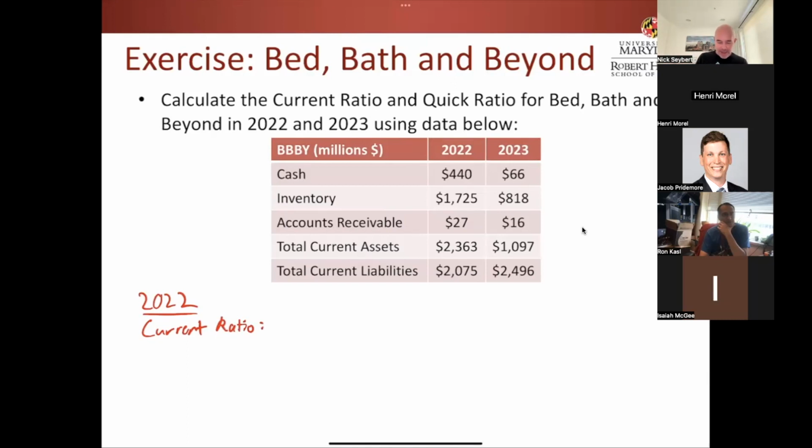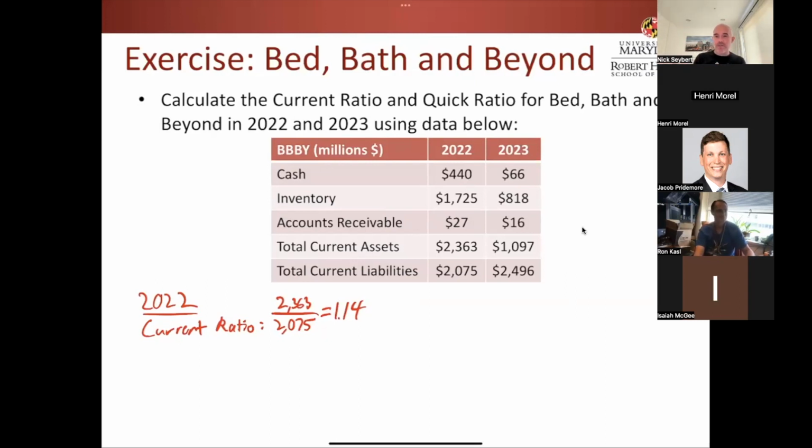So current assets is 2363, current liabilities is 2075, and if you do that, you get 1.14. Not bad, right? Bed Bath & Beyond was becoming a meme stock back in 2022, and just from this single analysis, they actually look okay. Like, wow, they can pay their obligations, right? But the side we're not seeing here is their really bad earnings, their really bad income statement.